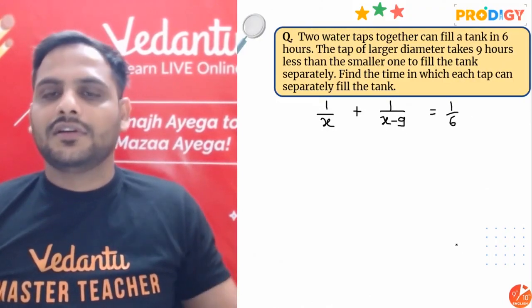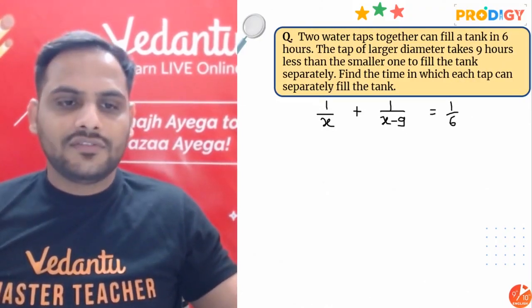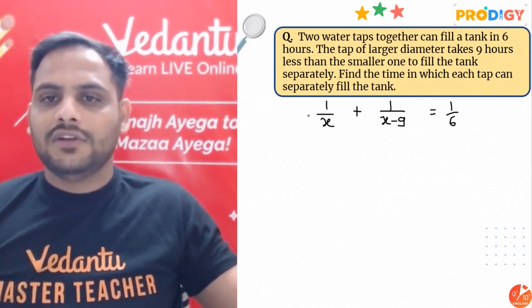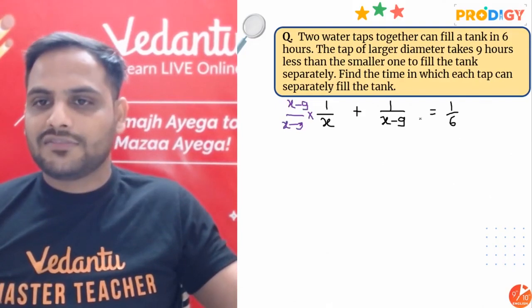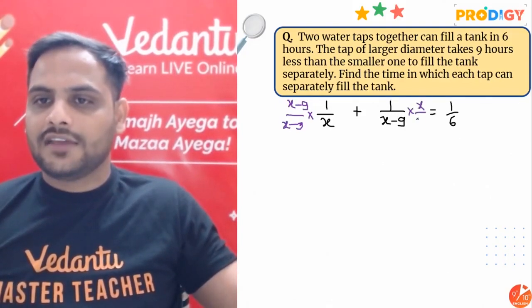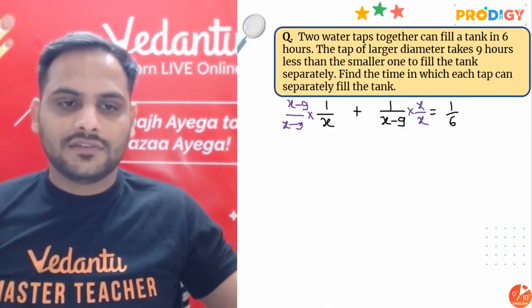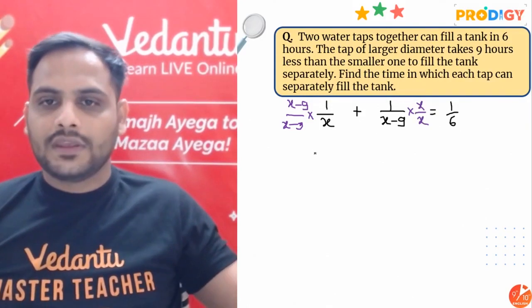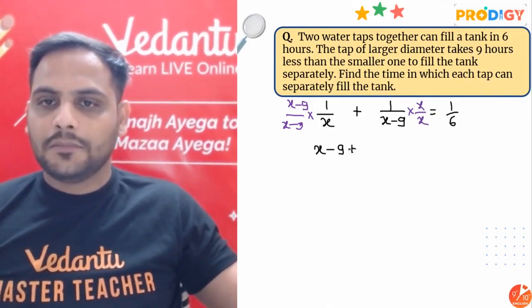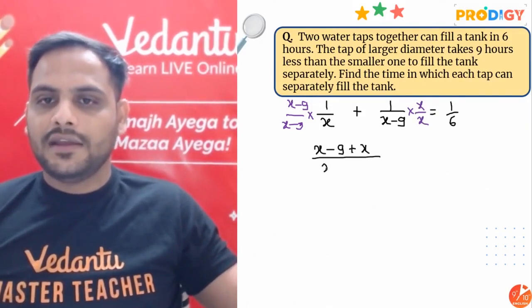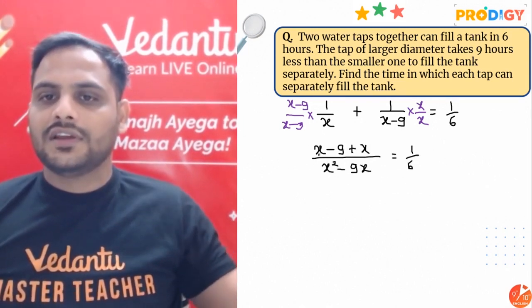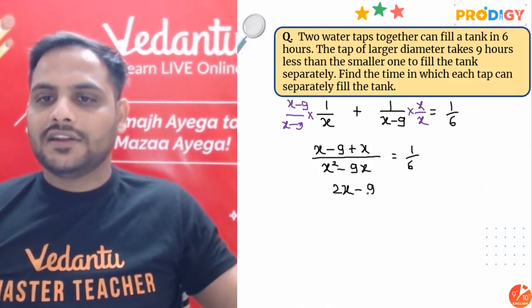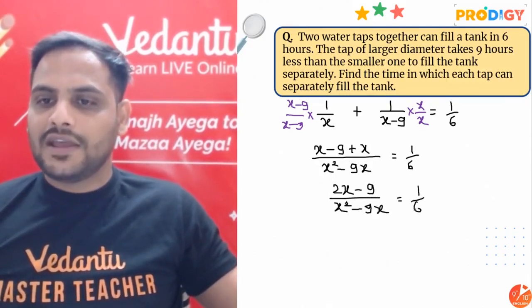1 by 6. Right? Now obviously, as always, whatever we have been doing, we'll take the LCM. Here multiply with x minus 9. Here also multiply with x minus 9. Here multiply with x. Here also multiply with x. So we will be getting (x minus 9 plus x) divided by (x square minus 9x) is equal to 1 by 6. So we'll get (2x minus 9) upon (x square minus 9x) is equal to 1 by 6.